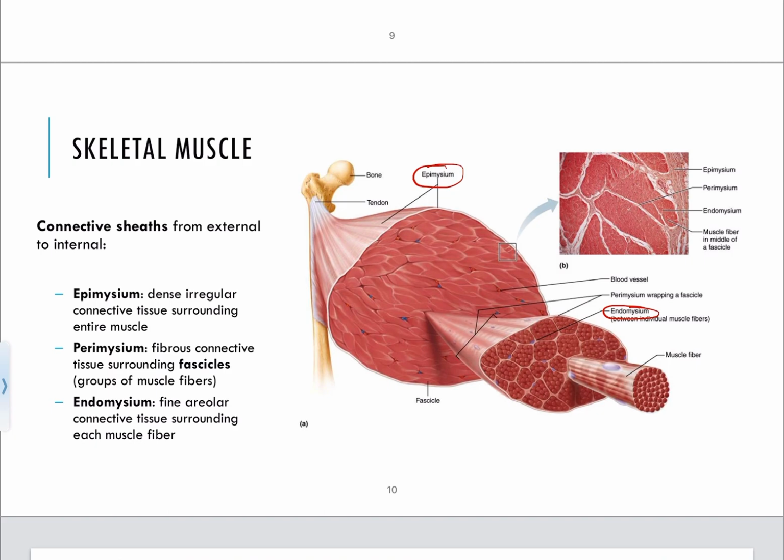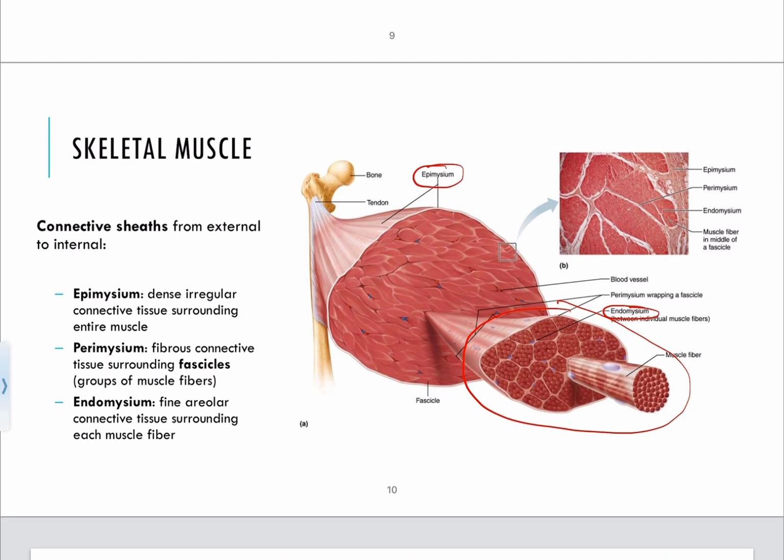But it is organized a little bit differently than other tissue types in that we take a group of these muscle fibers or cells and we collect them together and we bunch them up. And each one of these collections or groups of muscle fibers or cells is called a fascicle. So that's what's shown to you right here. And this one's showing you a group of a bunch of different muscle cells or muscle fibers. And then each fascicle has its own connective sheath, and that's called the perimysium.